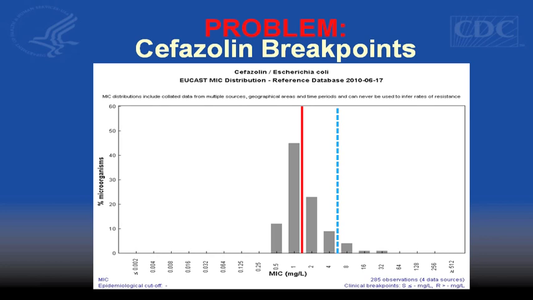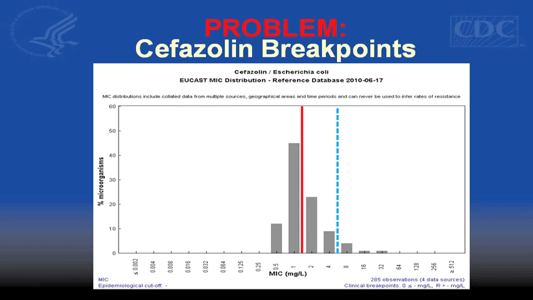But the new breakpoint occurs here. And that is dividing this normal population. The reason it occurs there is because the cefazolin breakpoint is set at a systemic level. So that means it's set at a level you'd be able to achieve in serum.